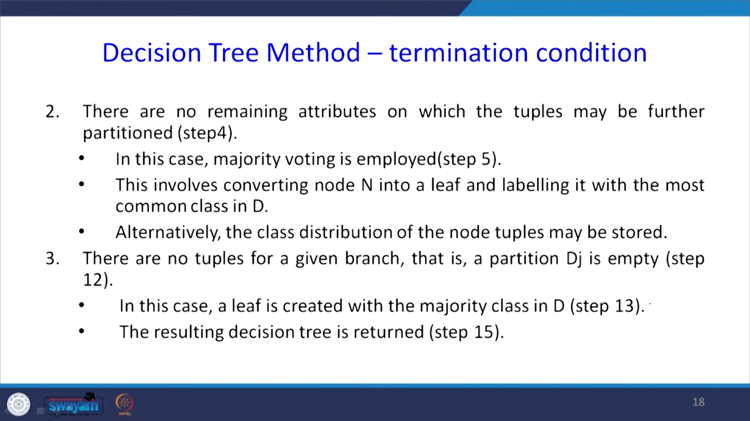In this case, majority voting is employed. This involves converting a node into a leaf and labeling it with the most common class in D. Alternatively, the class distribution of the node tuples may be stored. The third condition is there are no tuples for a given branch, that is, a partition Dj is empty, which is explained in step 12. In this case, a leaf is created with the majority class in D, that is our step 13. The resulting decision tree is returned, that is our step 15.